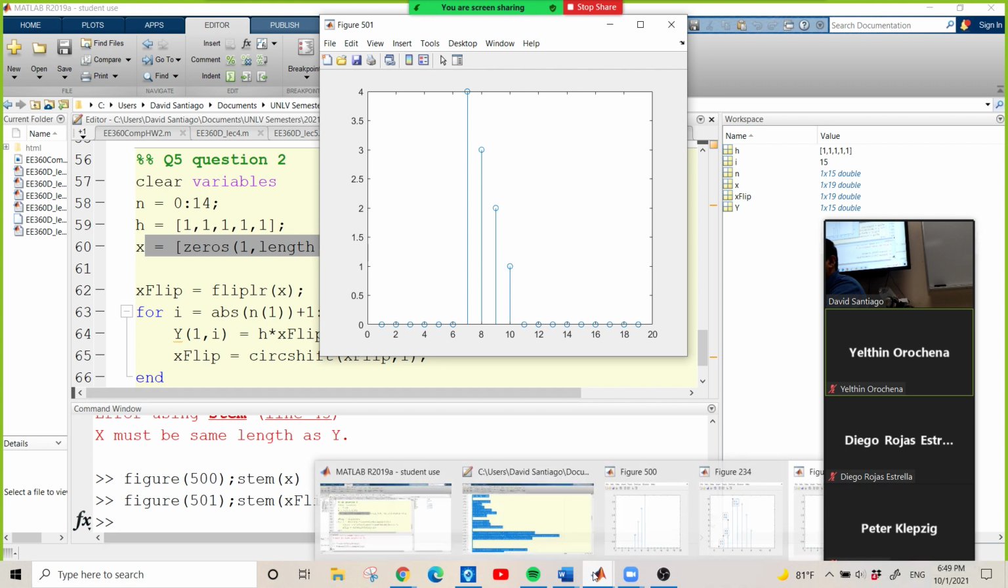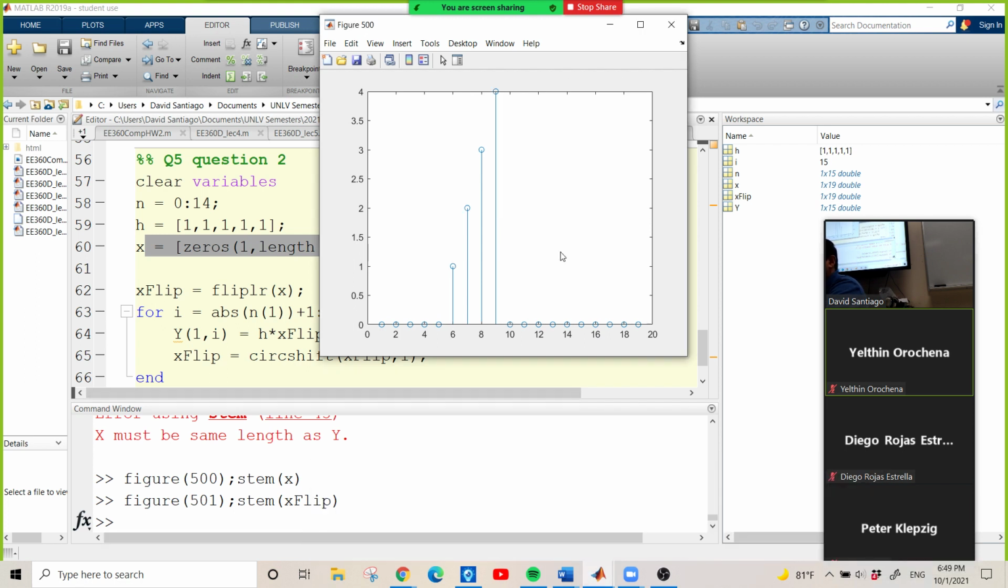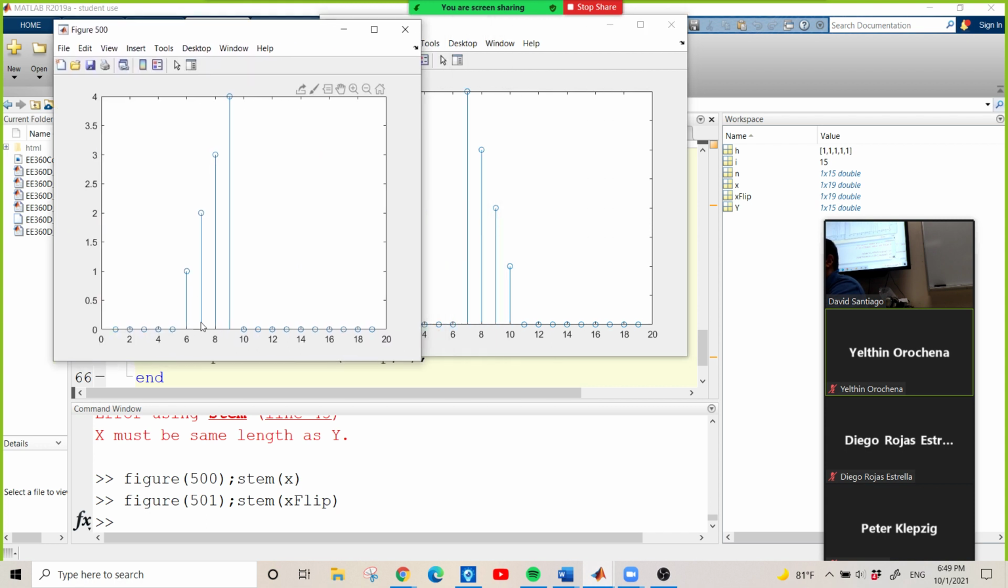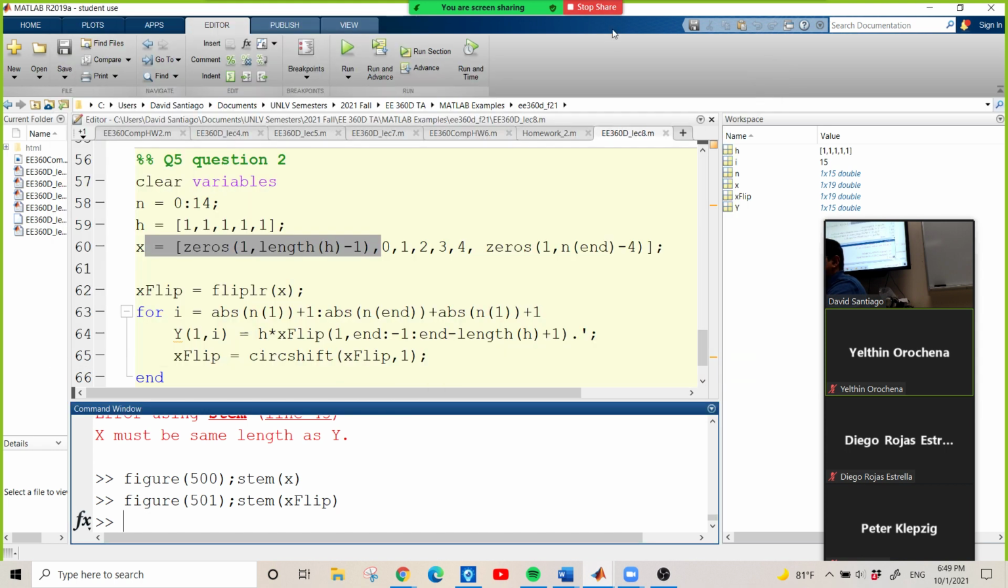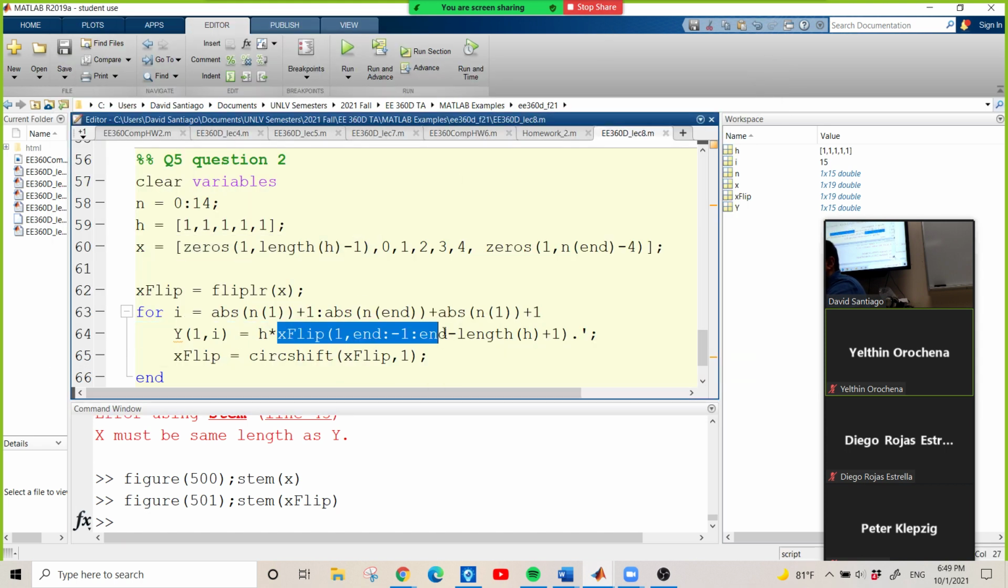Okay. Your job is, here's our signal. Here's our original signal, but I didn't put the time axis there. And now we flip it. And all you're doing is just multiplying this flipped signal, and I'm looking at the first n.